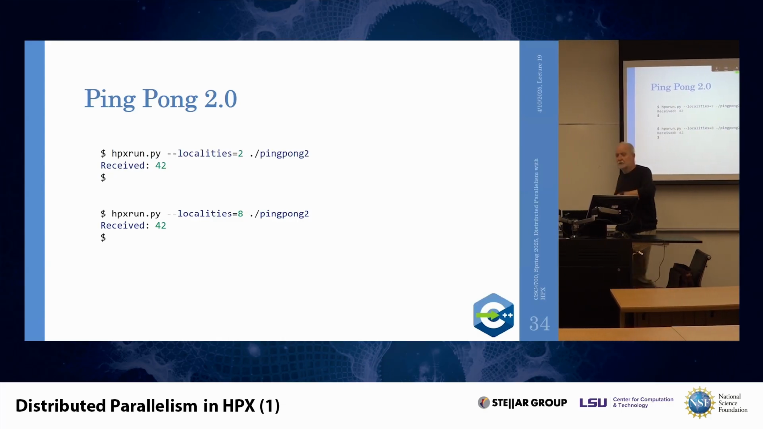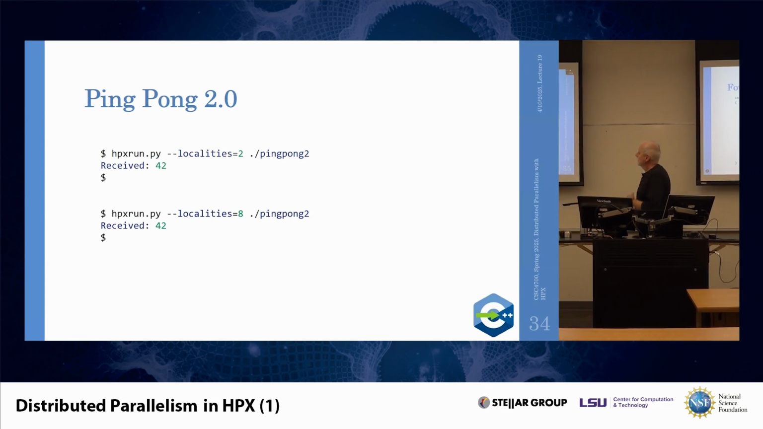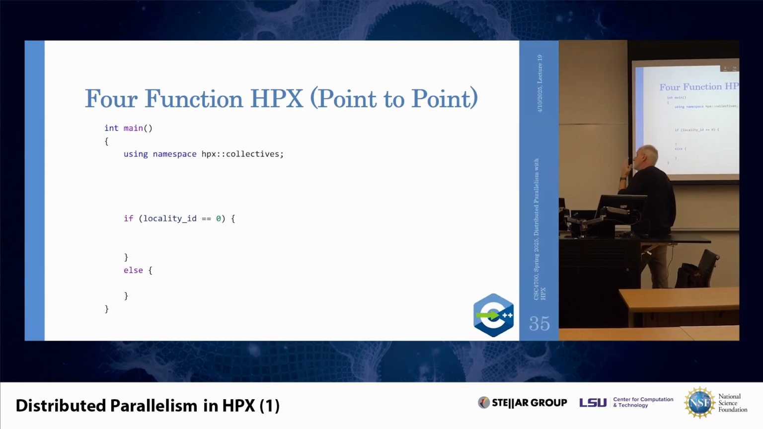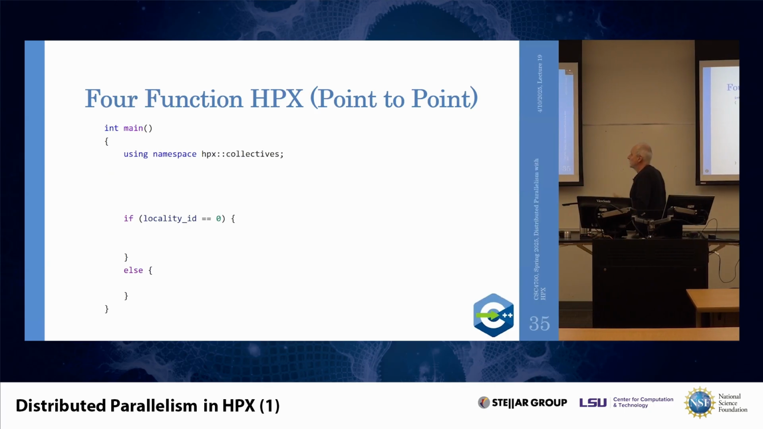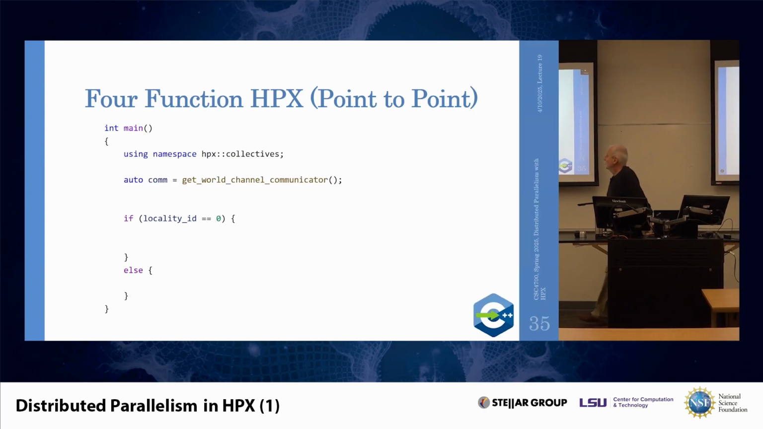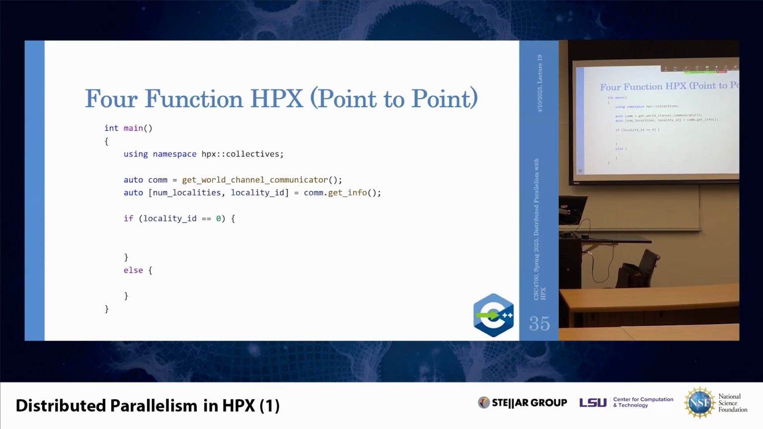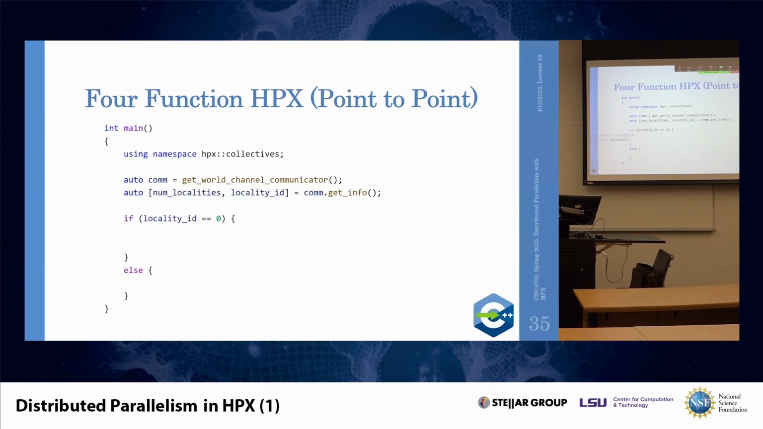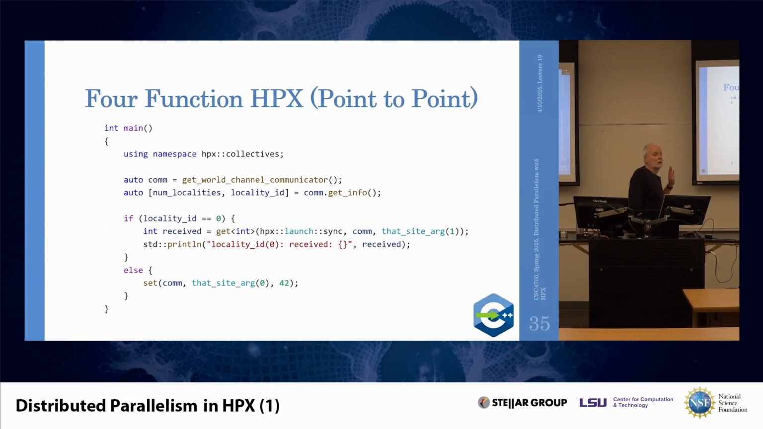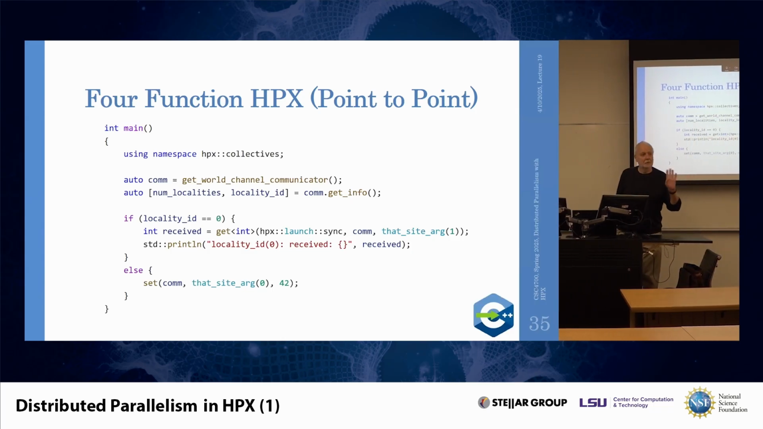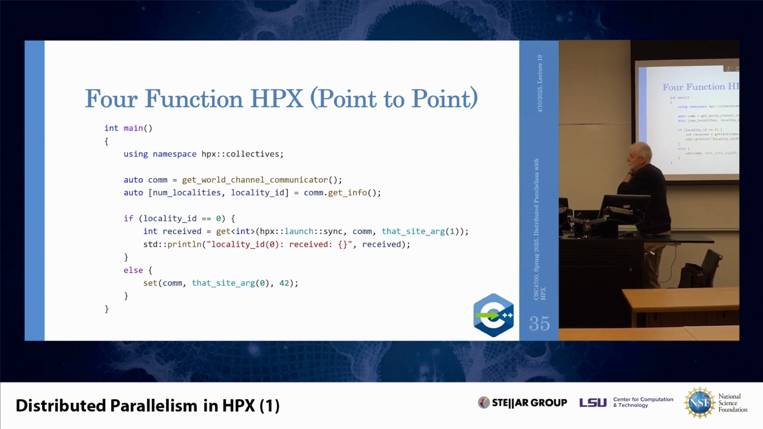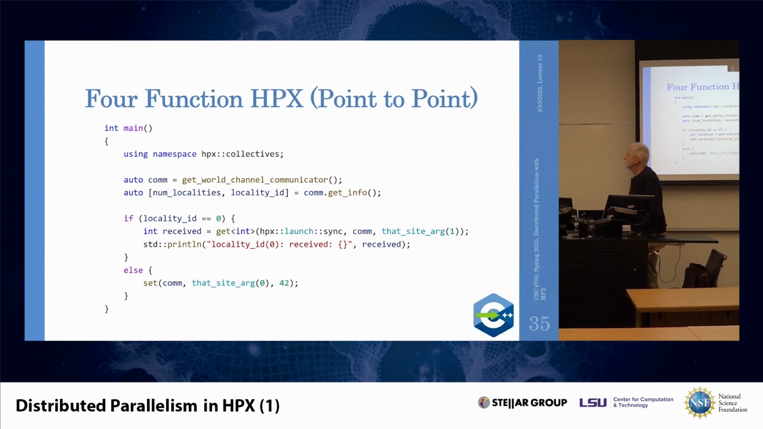Any questions about that so far? No? Good. Then let's sum it up and say we need 4 functions in HPX in order to do point-to-point communication. We need getWorldChannel communicator, we need getInfo on that communicator, and we need get and set. 4 functions. That's all you need to know in order to communicate between processes in a point-to-point way. Straightforward, very simple to remember. Just 4 functions.